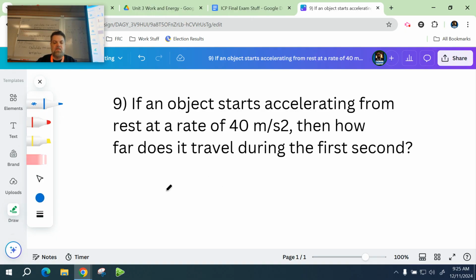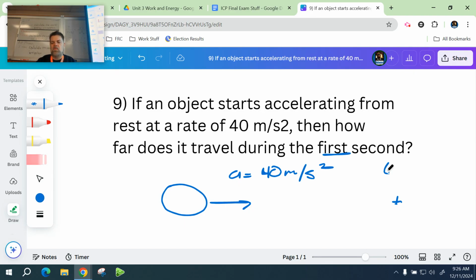let's first draw a picture, right? I don't know what the object is, I'm just going to draw this. Okay, this is all the information that I have. It's accelerating in the positive direction at 40 meters per second squared. And we've got to figure something out at 1 second.